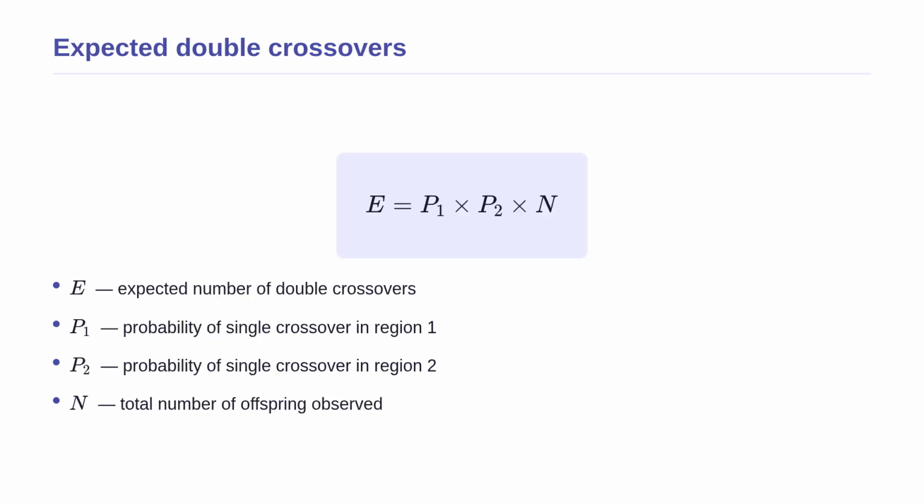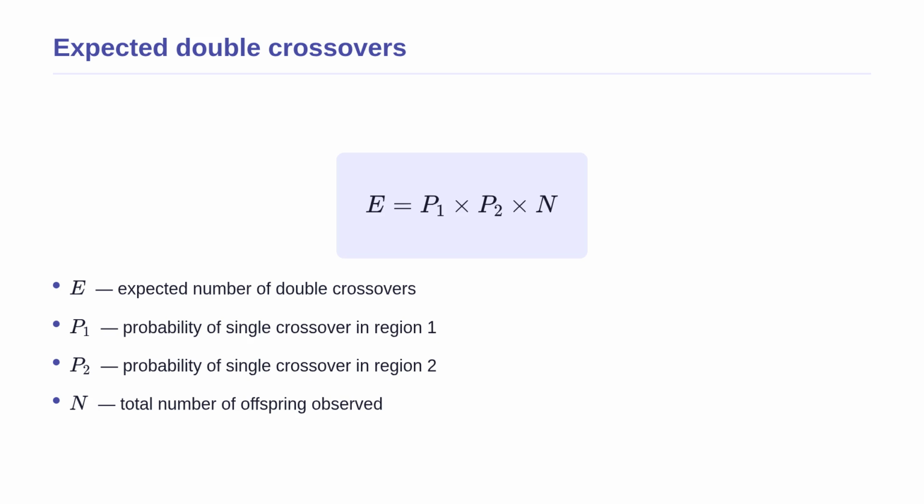Before we can calculate our main coefficient, we must first figure out what we mathematically expect to happen. This formula calculates the expected number of double crossovers by treating the two single crossovers as independent probability events. We use the product rule of probability. The term P1 is the decimal probability of a single crossover happening in the first region. P2 is the probability for the second adjacent region.